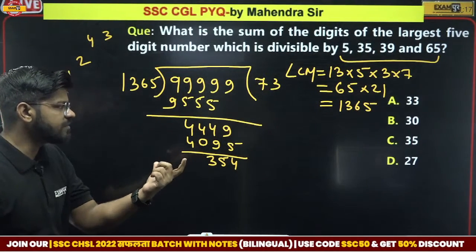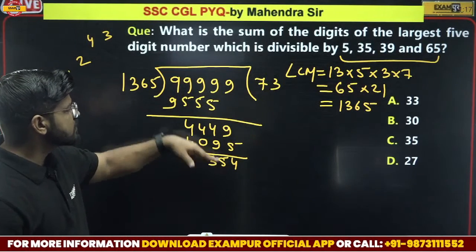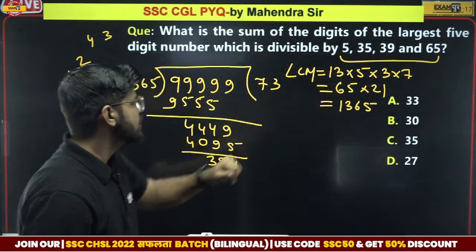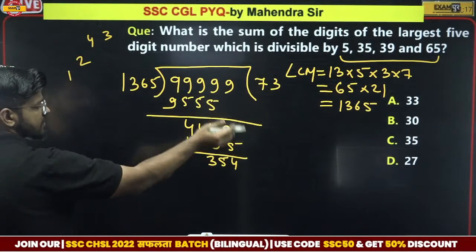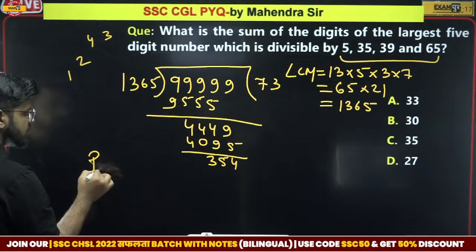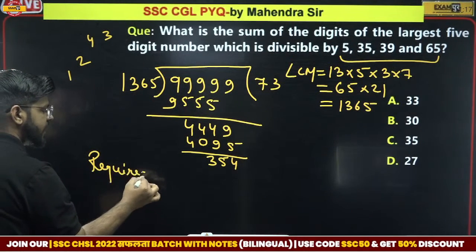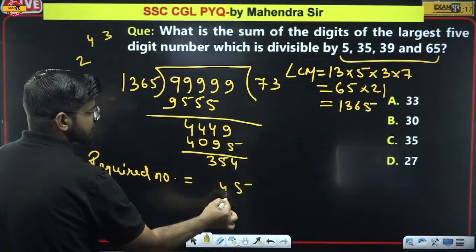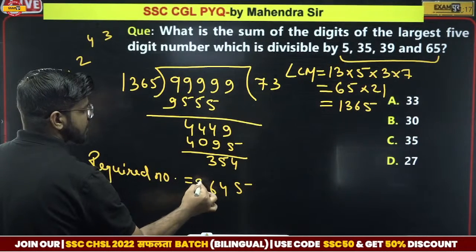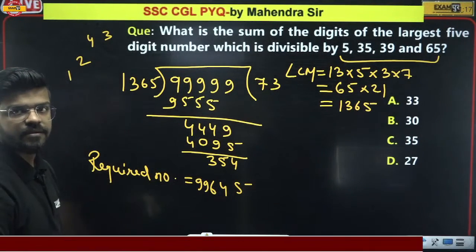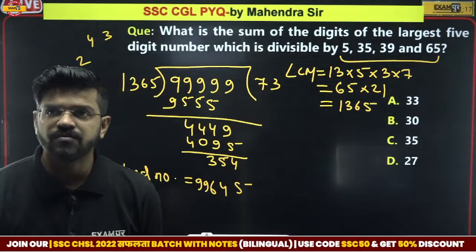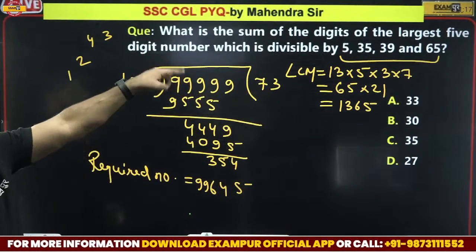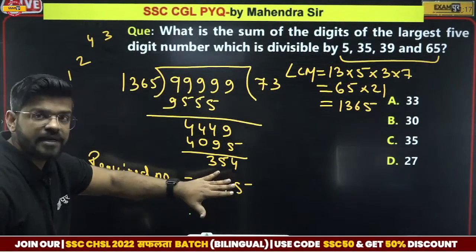Here we will get 354. We have to subtract this 354 from it and we will get that number which is exactly divisible by this. So just subtract this number from this, so you will get the required number. So this is what we are getting: 99645. And what we have to do? We have to find the sum of the digits of this largest number.